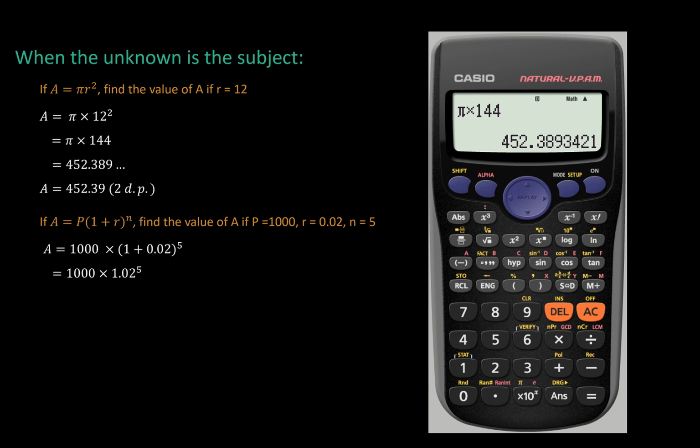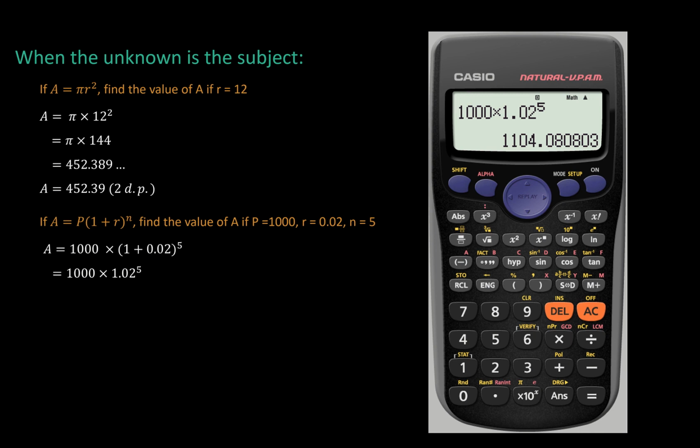So then we simplify that down. 1 plus 0.02 is 1.02, and it is to the power of 5. And then we just run that through our calculator, and we see another messy answer. Again, we're just going to round it to 2 decimal places. So that's going to round to 1104.08. And it's good to specify afterwards what you rounded to. So we just write 2 dp, so 2 decimal places. That just shows markers that you know what you're doing and you are very, very clear about it.